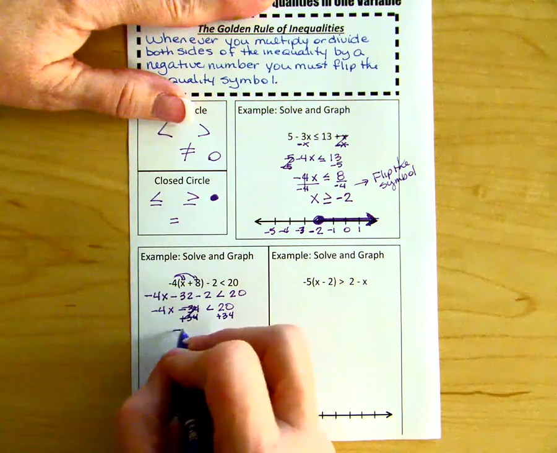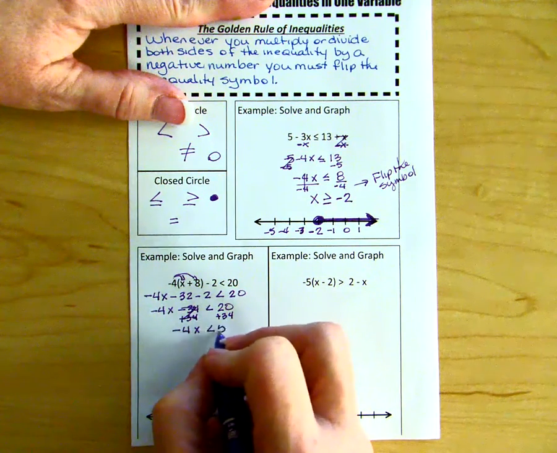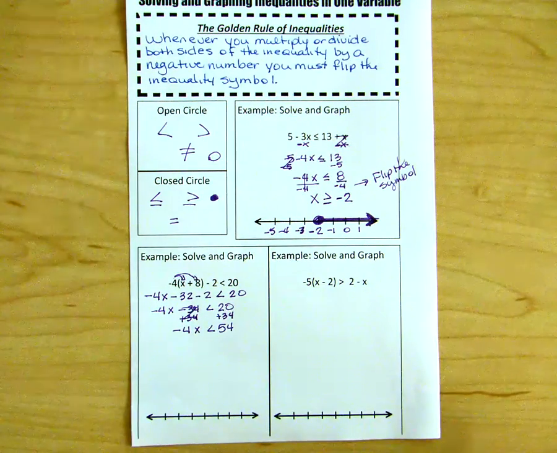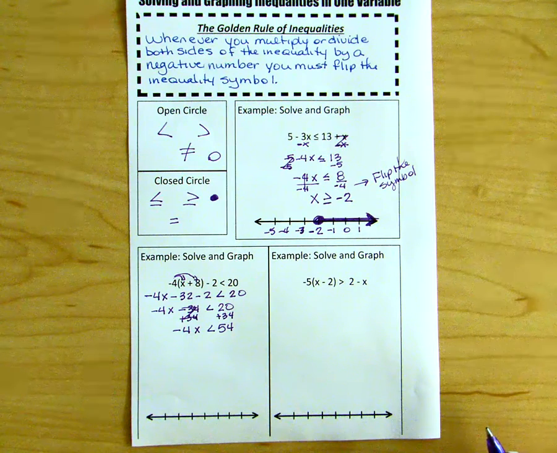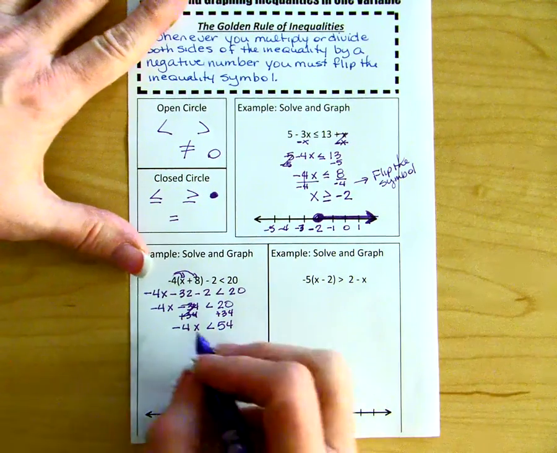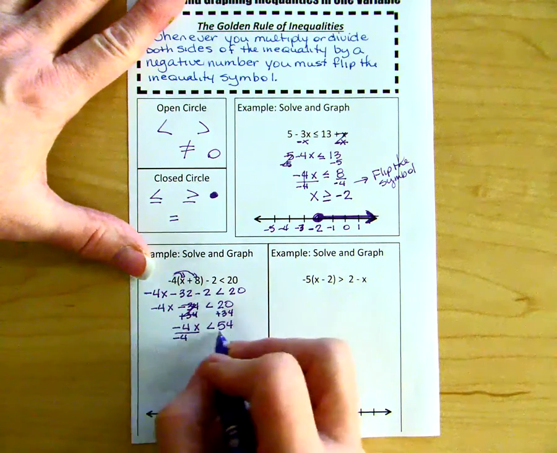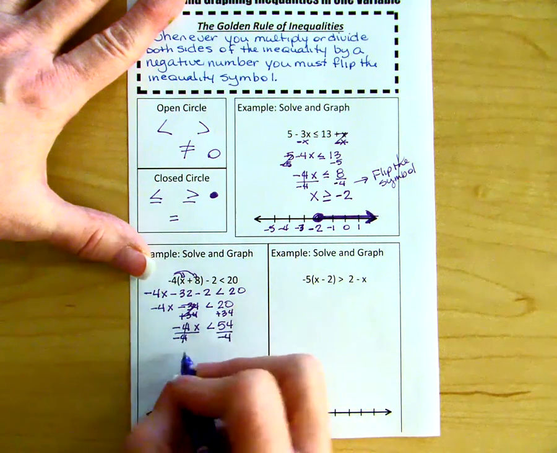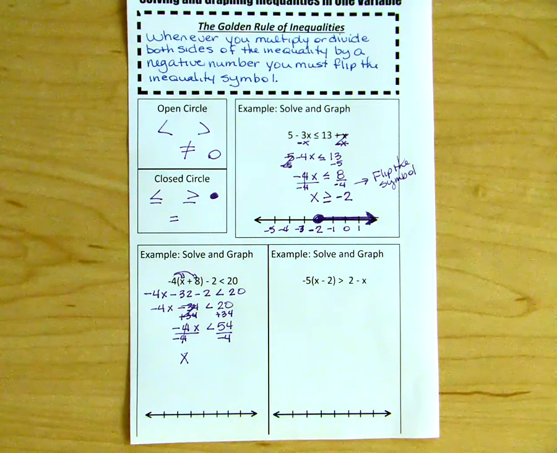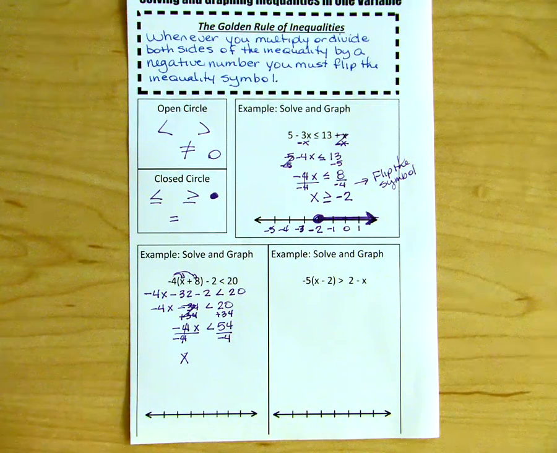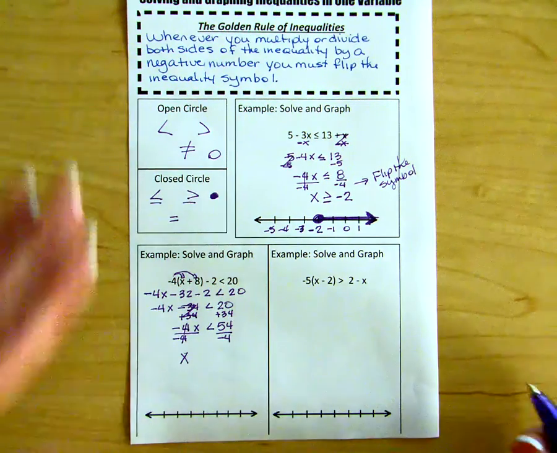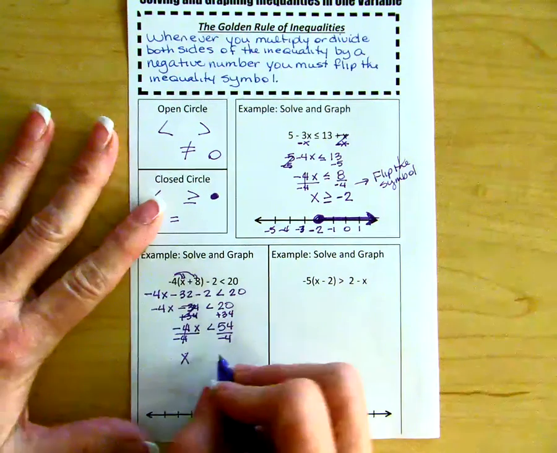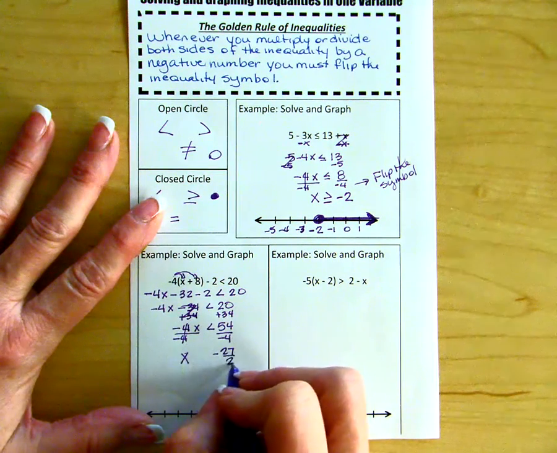These zero out. I'm left with negative 4x is less than 54. At this point, I need to get rid of this negative 4, so I will divide both sides by a negative 4. Those cancel out. I have an x here. And if you use your calculator, you can go to alpha y equals and take the negative 54 over 4, simplify that fraction, and that is going to give you negative 27 over 2.